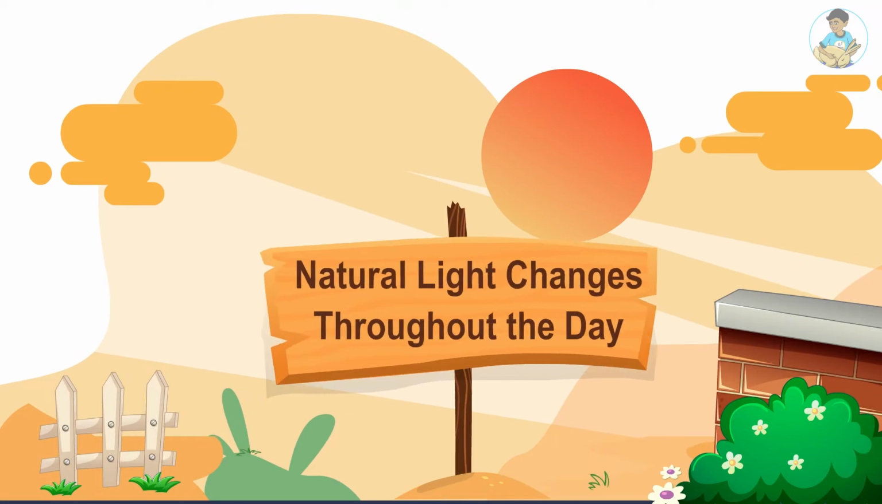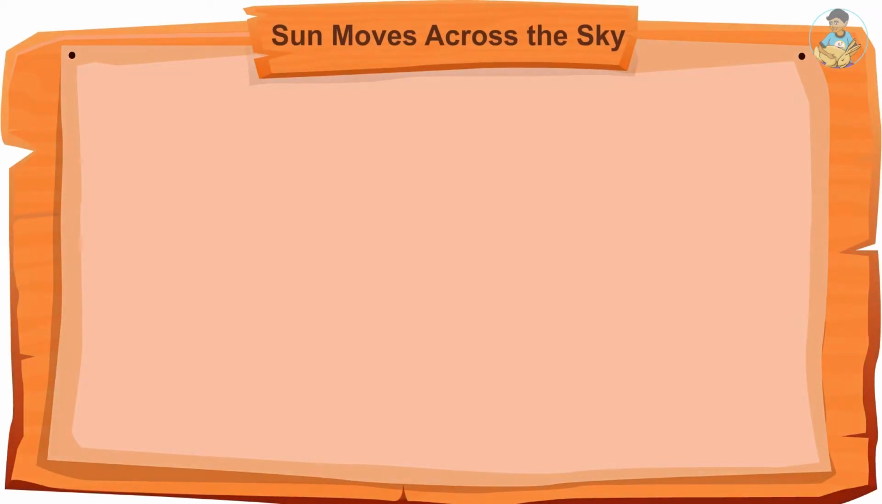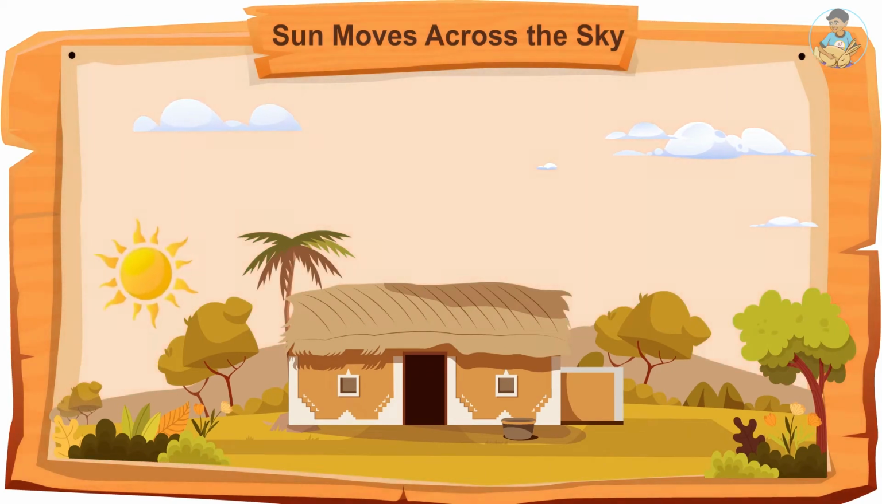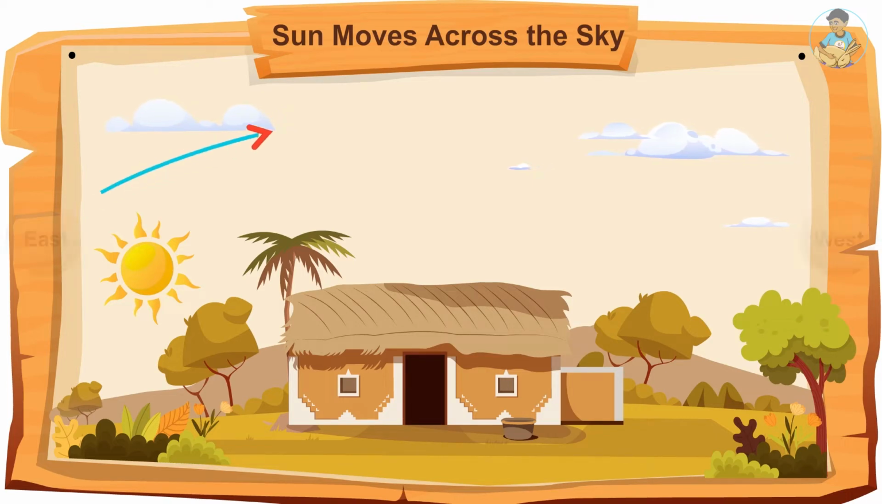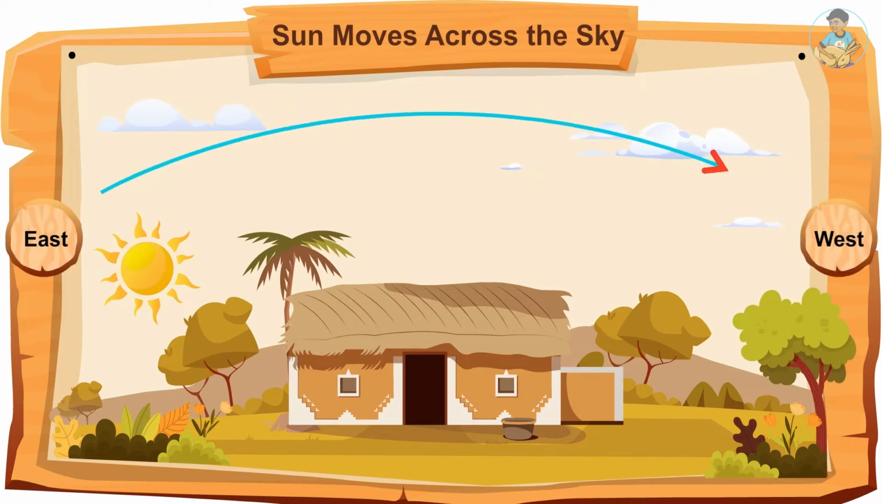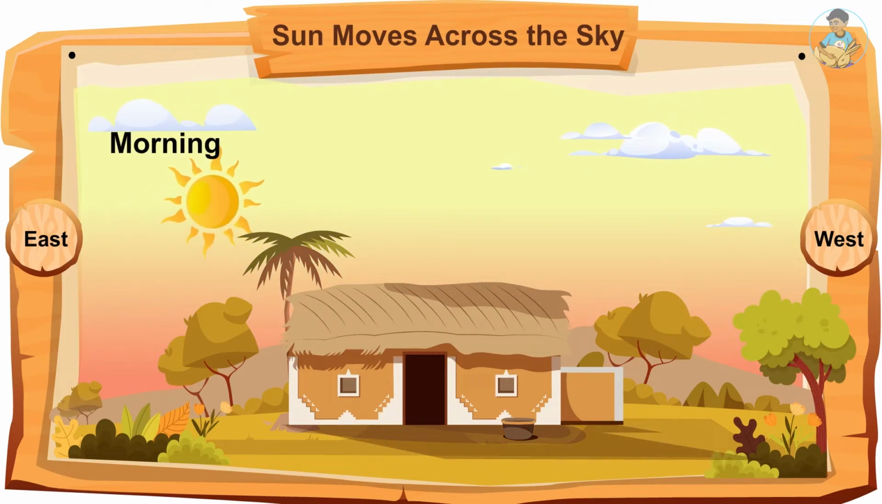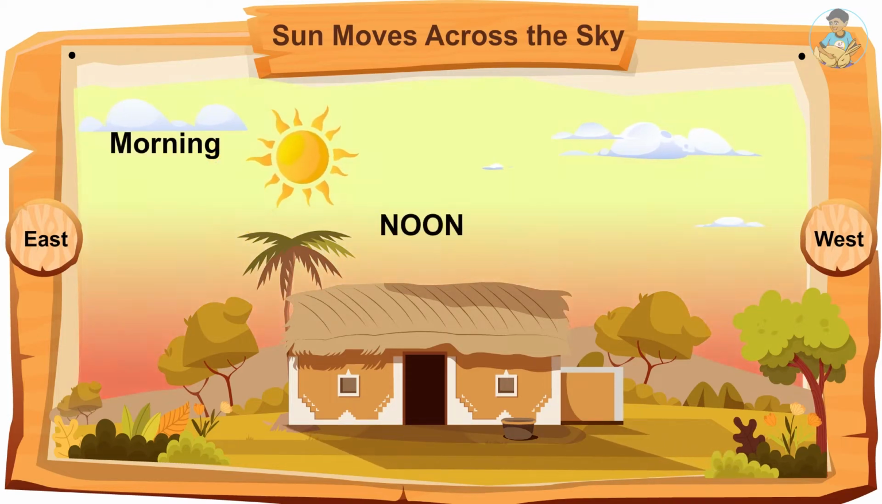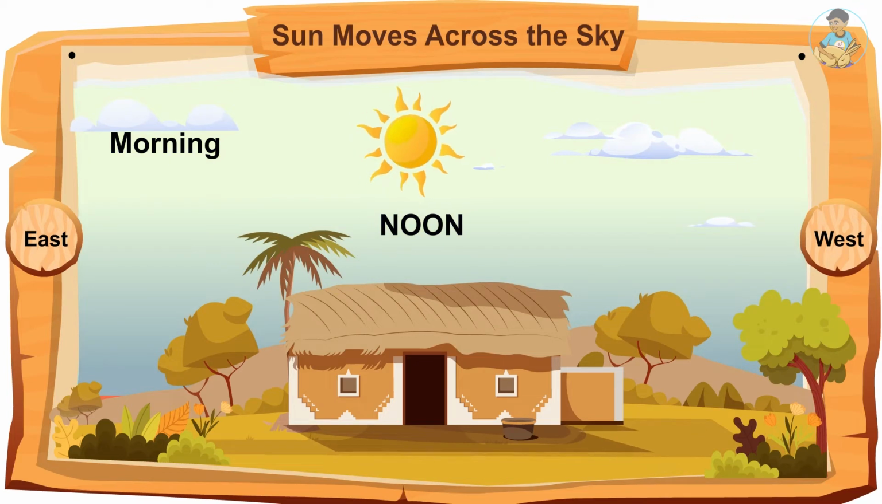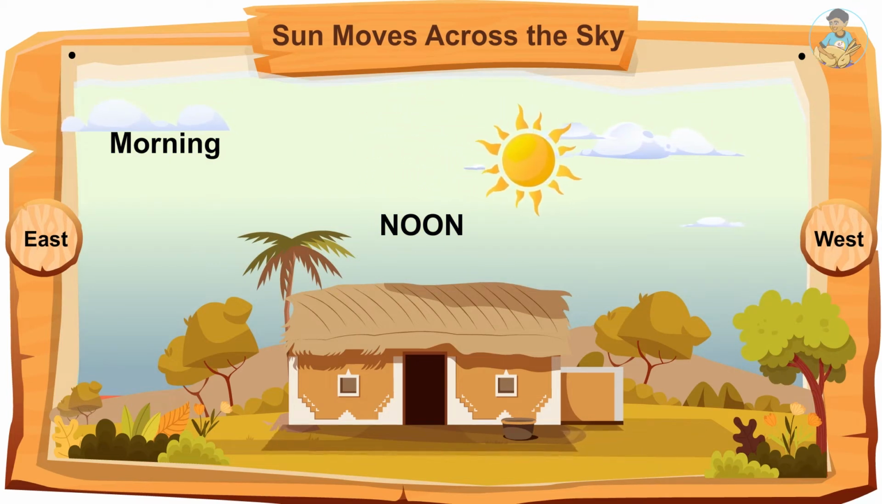Natural light changes throughout the day. As we know, the light that we get from the sun gradually moves across the sky throughout the day. As kids, we were all taught that the sun rises in the east and sets in the west. So any object or structure that is facing east is front-lit in the morning and backlit in the evening.